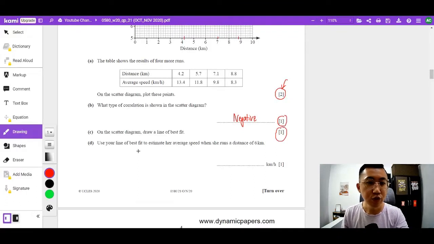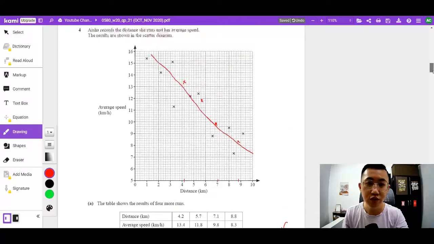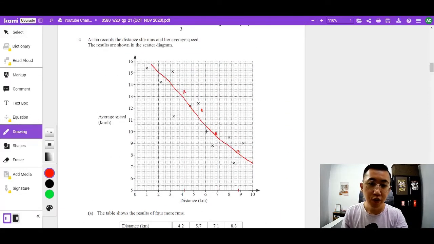Next, use your line of best fit to estimate her average speed when she runs a distance of 6 km. Okay, so how to do this question? From your 6 km point, you're gonna use dash line. Cannot use solid line, so use dash line. Again, use ruler, which teacher do not have. Just slowly go up, touch your line of best fit and go towards left hand side. So you have to use ruler for this question, remember that, students.